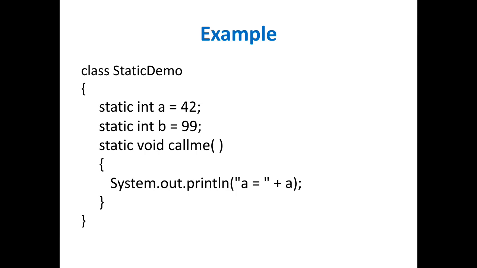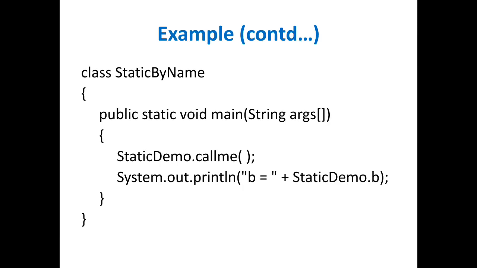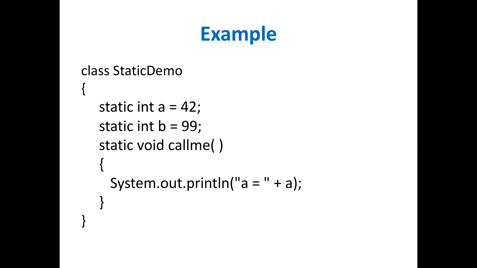So a equal to 42 will be printed. The program continues. We have a static by name as class name. Then in main method we are going to call the method static demo dot call me. So we have to go to static demo dot call me method, that is a value will be printed.